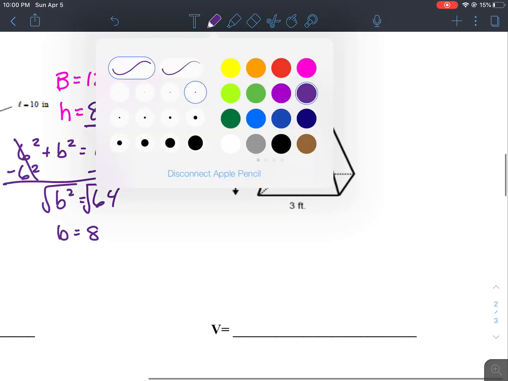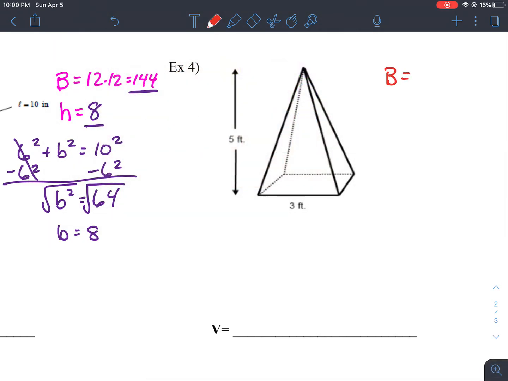Okay, and then on the last one, we need an area of the base, we need a height. We see 3 along the bottom. We don't have any other measurements, but given that it's a pyramid, we can assume that that's going to be a square as well. So 3 times 3 tells me that the area of the base is 9.